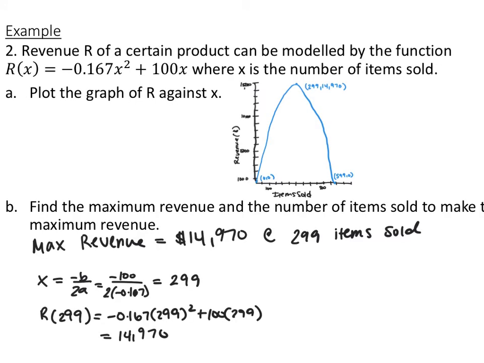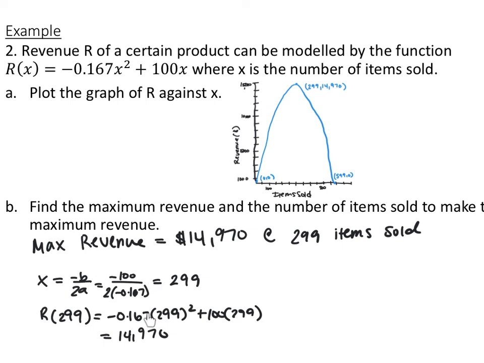I used my graphing calculator to plot a graph of R against x. So on the x-axis here we have the items sold, and on the y-axis we have the revenue. It didn't say, but I put it in dollars. So we had an x-intercept at 0, 0, an x-intercept at 599, 0, and then a maximum vertex here at 299, 14,970. So then the maximum revenue was 14,970, and it occurred when 299 items sold.